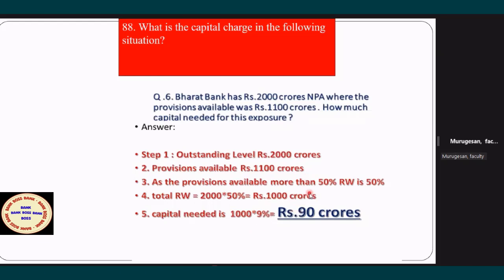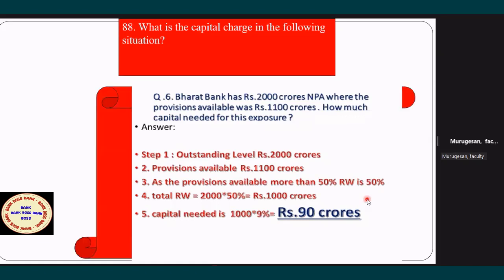Indirectly they are giving. So to answer this, you should have the rule ready-made. You should remember the rule. Okay, friends? That is 88.